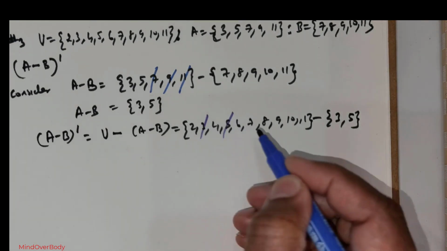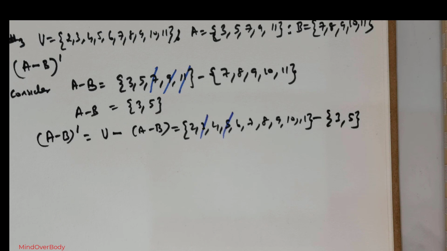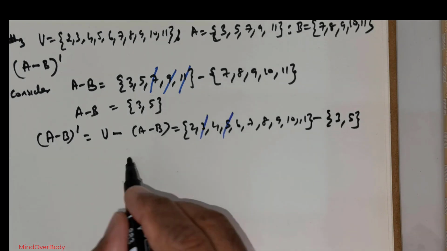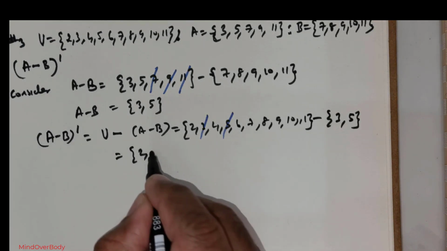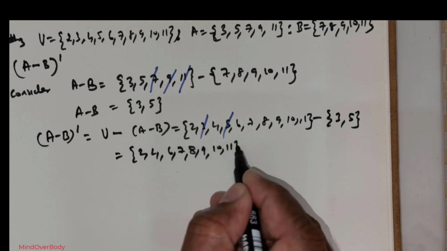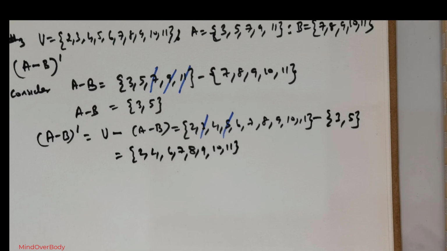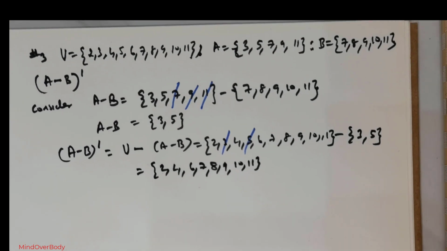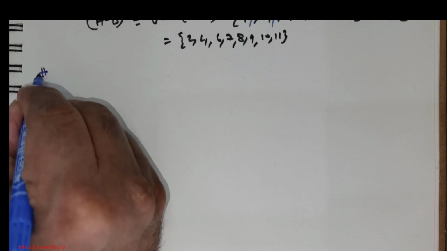So I take away 3, I take away 5. So what do I get? I got 2, 4, 6, 7, 8, 9, 10 and 11. So this is the solution for this question. Let us do this question, students.